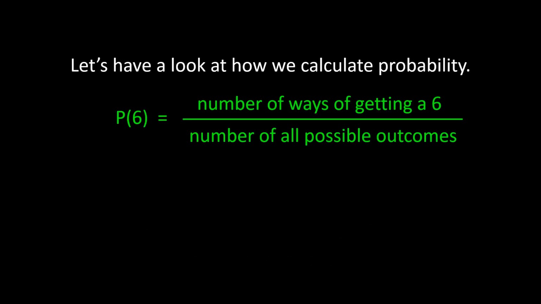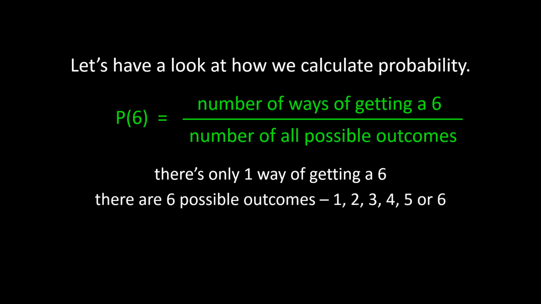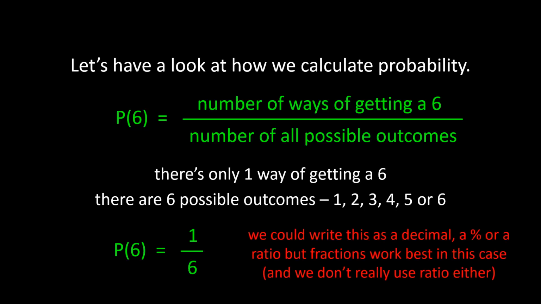How many ways are there of getting a 6? Well, there's only one. And what are the possible outcomes? Well, the possible outcomes are 1, 2, 3, 4, 5, or 6. So that means the probability of getting a 6 is 1 out of 6, or 1/6. And again, we could write that as a decimal, a percent, or even a ratio. But fractions work best in this case, so we leave it as a fraction. And remember, we don't really use ratio much at all.